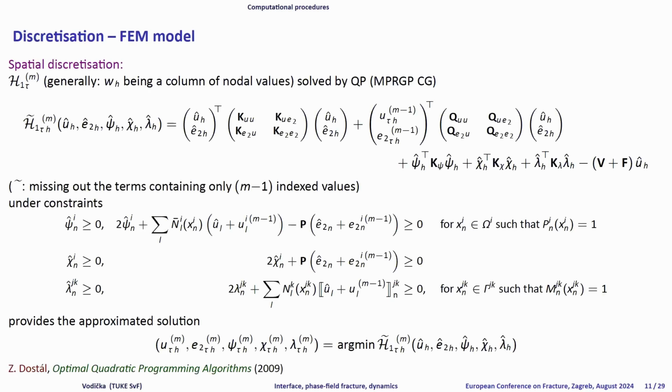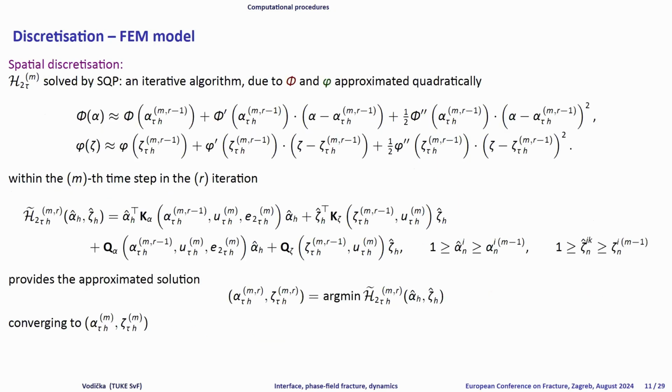This is made by the finite element method, so that after substitution of shape functions, we obtain some algebraic formula which can be solved either directly by quadratic programming algorithms with some constraints, or, if some functions like degradation functions are not purely quadratic but are defined to be convex, they may be approximated by quadratic functionals using Taylor series, and then the algorithm is applied sequentially.